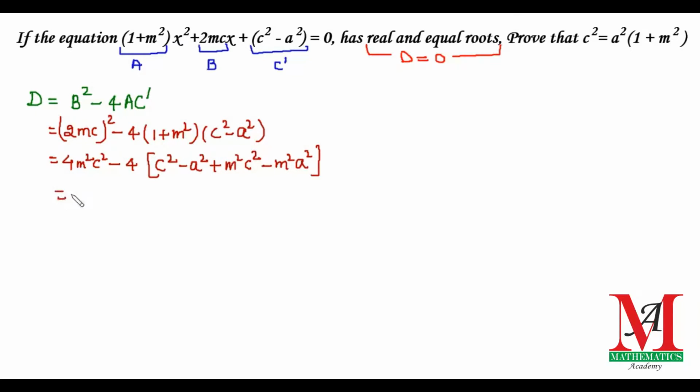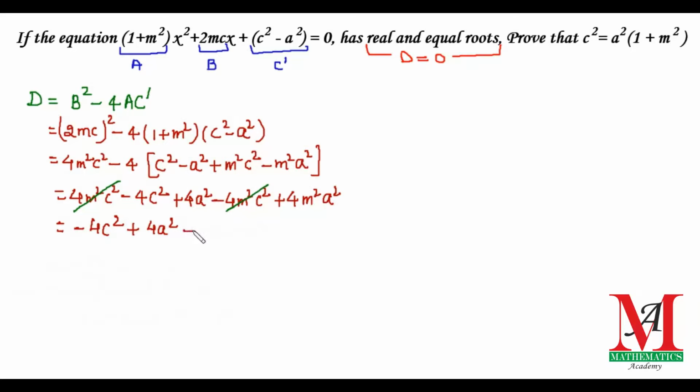Now we need to open the bracket here, and on opening the bracket we get 4 times c square as 4c square, minus 4 with minus a square is plus 4a square. Also minus 4 with plus m square c square is minus 4 times m square c square, and minus 4 multiplied with minus m square a square is plus 4 times m square a square. Now we see that the term 4m square c square cancels with this term as both are opposite in sign. Now we are left with minus 4c square plus 4a square and plus 4m square a square.